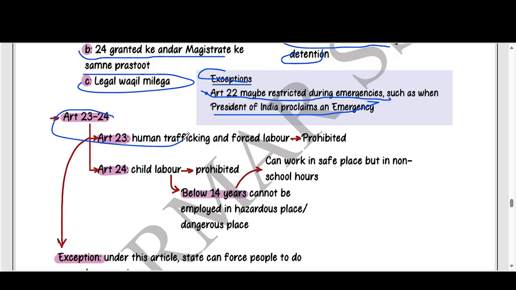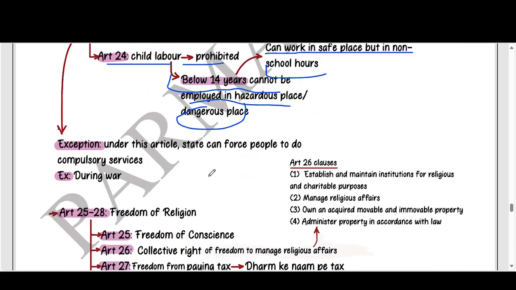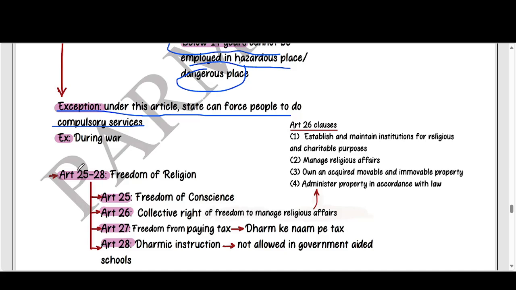Articles 23 and 24: human trafficking and forced labor are prohibited. Child labor is prohibited: those below 14 years cannot be employed in hazardous and dangerous places. They can work in safe places but in non-school hours. Exception under this article: the State can force people to do compulsory service during war.